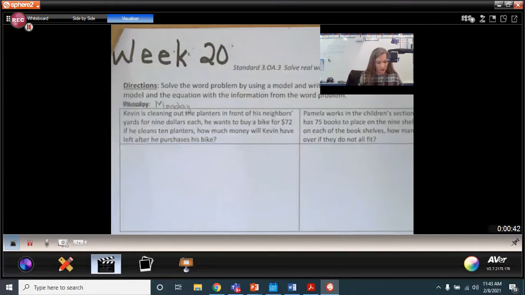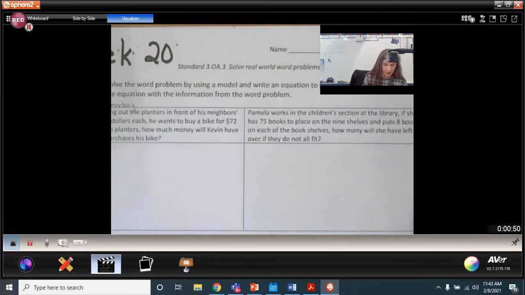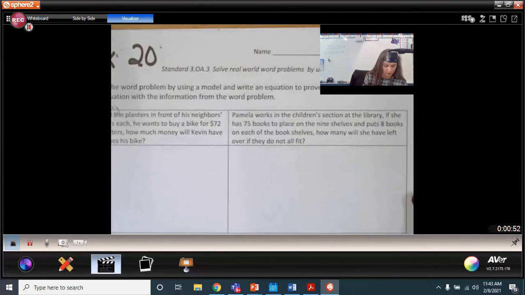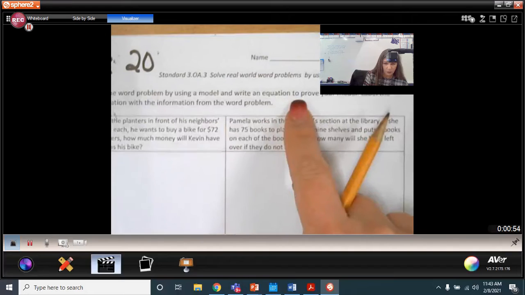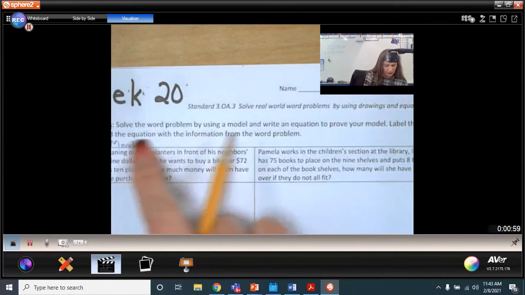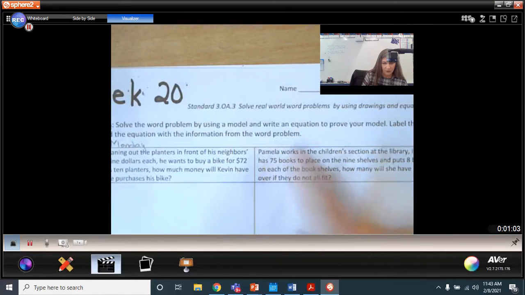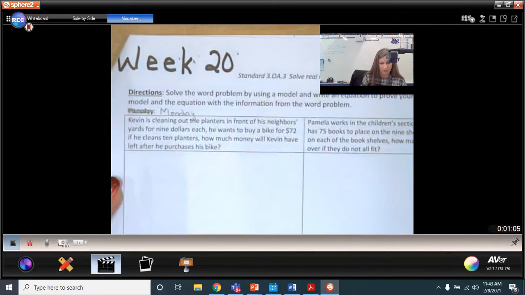So we're going to look at our word problem, or sometimes they call them story problems. It says solve the word problems by using a model. That means you're drawing something to show your work. Write an equation to prove your model, and label the model and the equation with the information from the word problem. So let's take a look at our first problem.